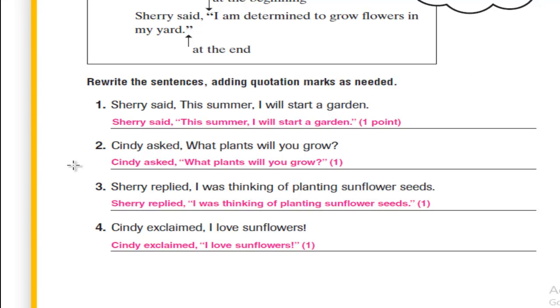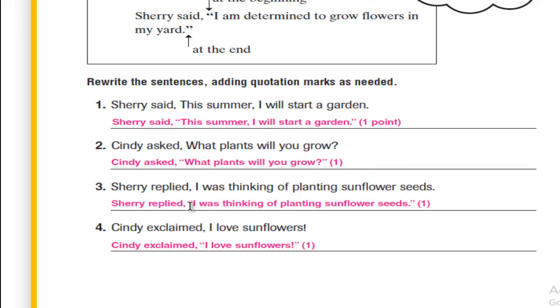Let's move to number 2. Cindy asked, "What plants will you grow?" Okay, so what are the exact words of Cindy? It will be, what plants will you grow? So you have to put these words, this quote, between two quotation marks.